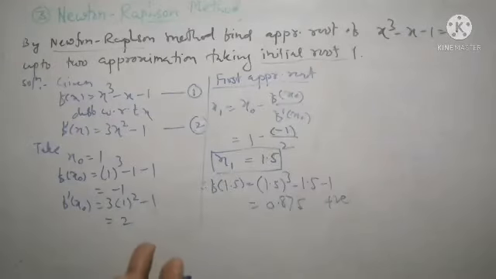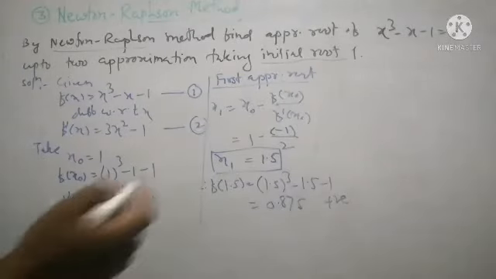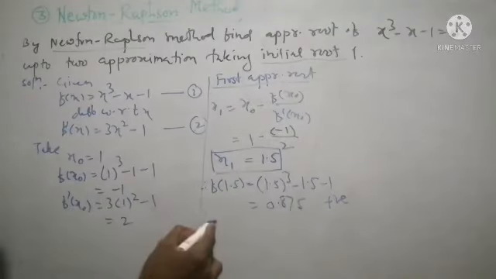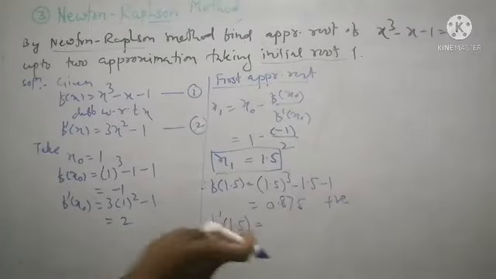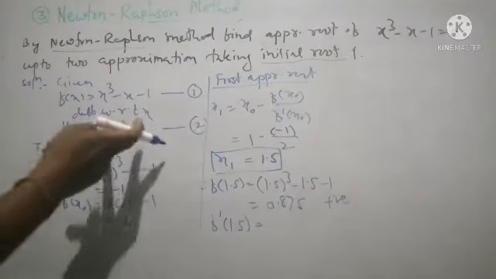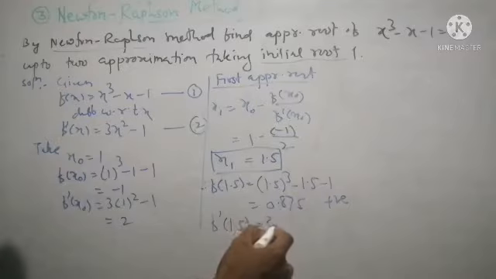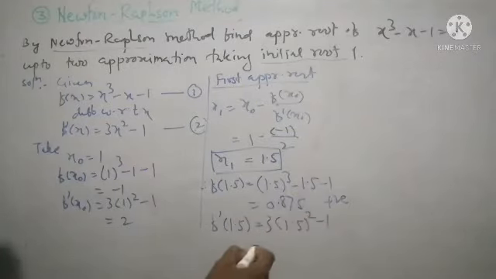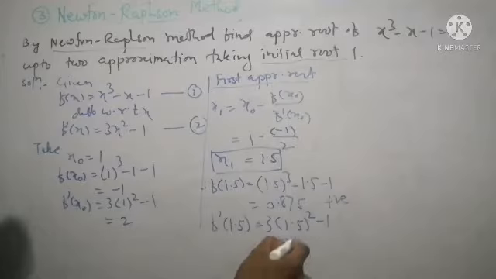For x2, we need x1 as 1.5, f of x1, that is f of 1.5, and f dash 1.5. For that we take x as 1.5 in the right hand side of equation number 2. So it becomes 3 into 1.5 bracket square minus 1. Again using a calculator we can evaluate f dash 1.5 as 5.75.